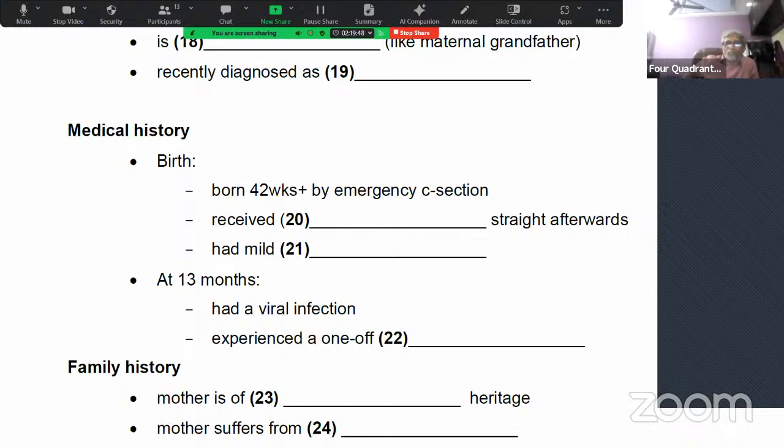Guess, if you can guess anything. 23. Mother is of dash heritage. Family history. Mother is of dash heritage. 24. Mother suffered from dash, some medical condition. Mother suffers from some medical condition. Just to give one or two names, no problem.